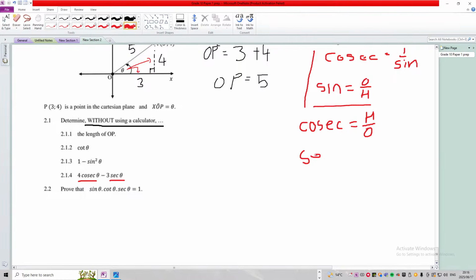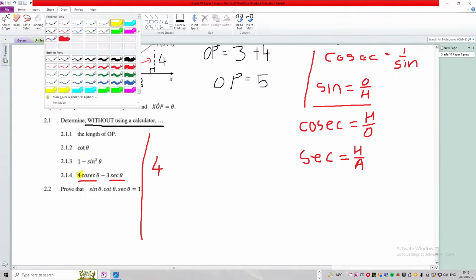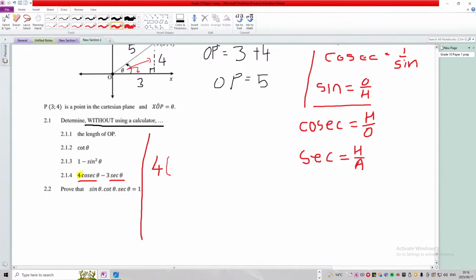Similarly for secant, it is the inverse of cos, which is hypotenuse over adjacent. I also use my hands. Now this is very important: the 4 that we have outside is outside of the cosec in brackets. So we have 4 brackets.